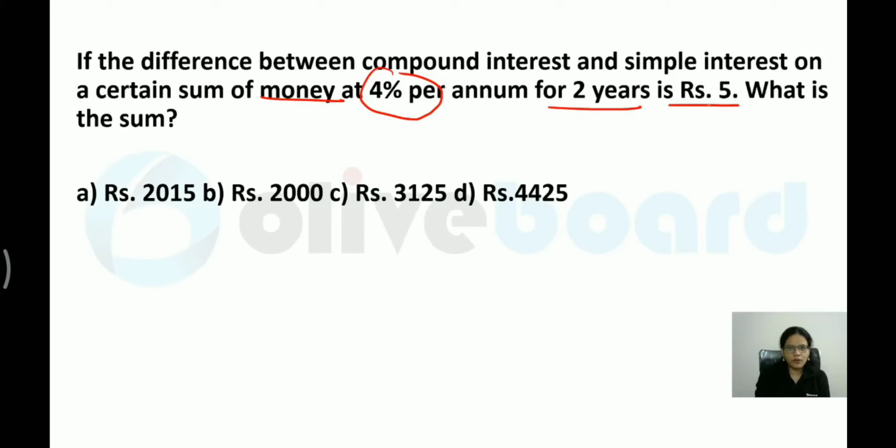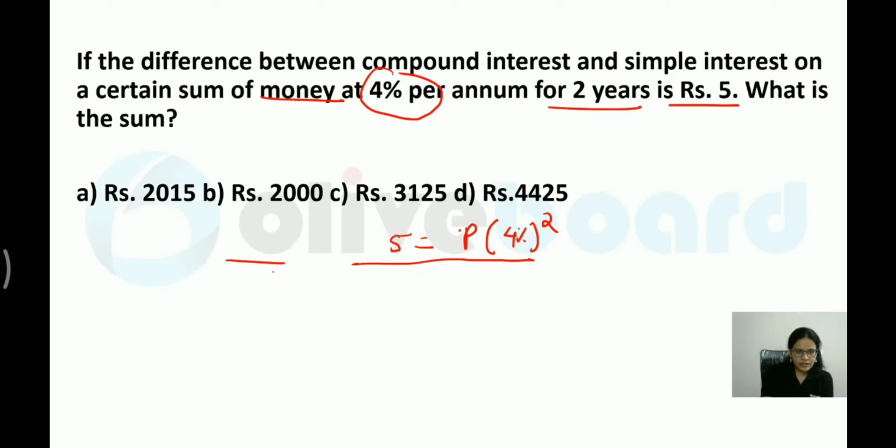So if you are going by the basic formula, you can use this formula PR square by 100 square. So difference is 5. Here you have to write P value, I have to calculate R square by 100. So 4% and square. So you can check what value you are getting in this case. If you do not want to go by this method, let me tell you by the tree diagram method as well. So how will you do this?